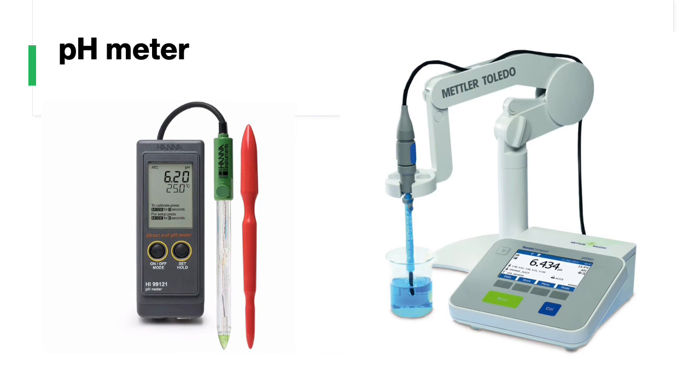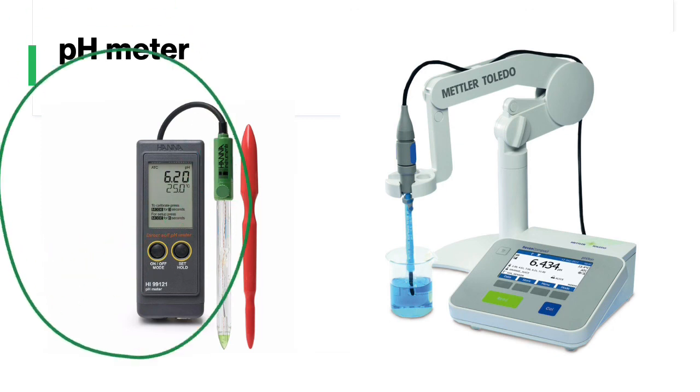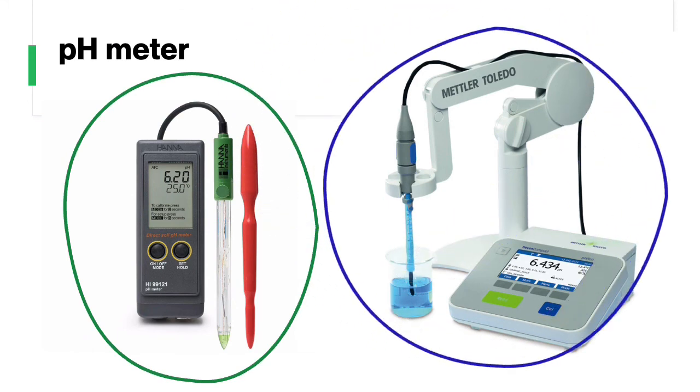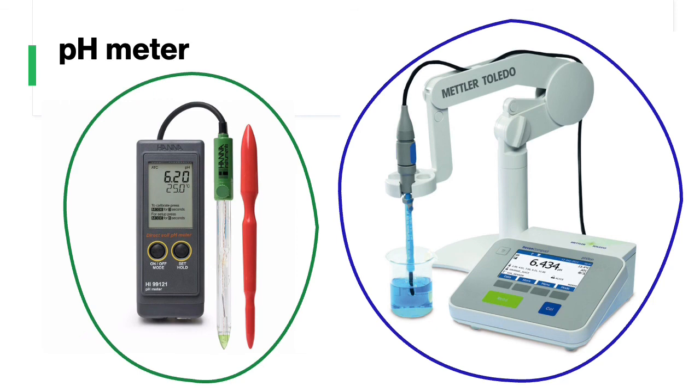Then we also have a more accurate apparatus which we call the pH meter. There are two types. One is the portable one, which can be measured directly in the field. Another one is the most accurate method, which uses a pH meter. You need to dilute the soil first before you can accurately measure the soil pH.